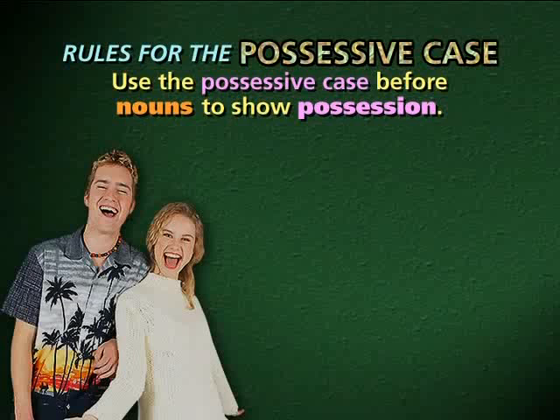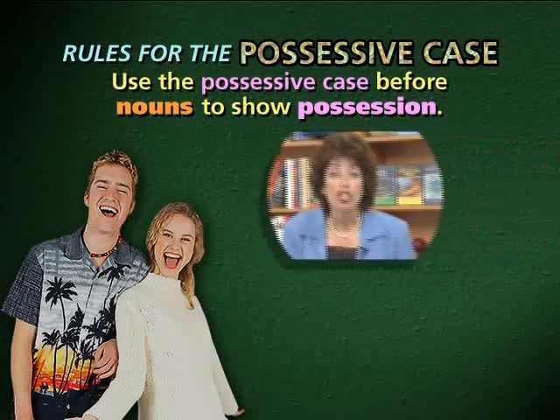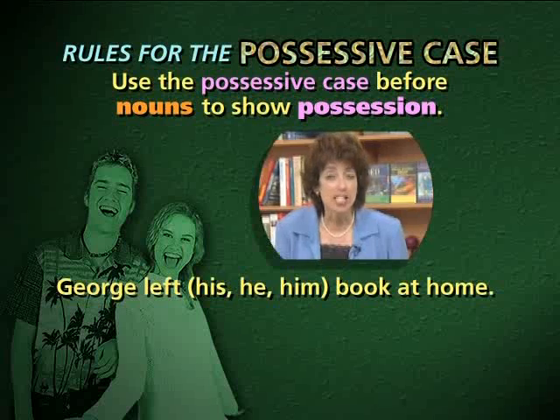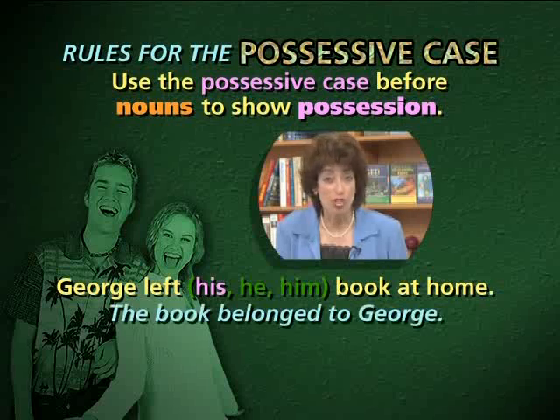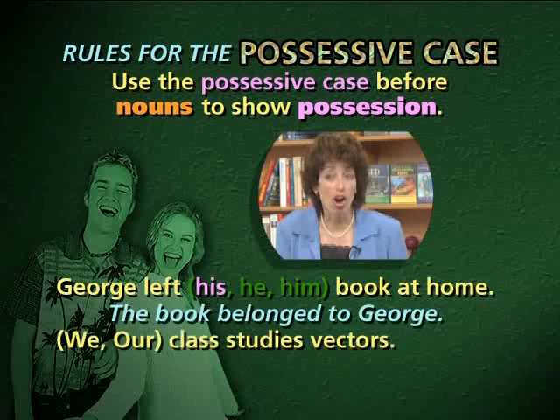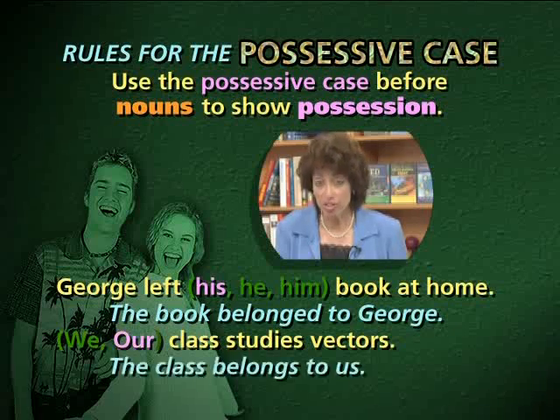Last, we have the possessive case. You use the possessive case before nouns to show possession. Possession means ownership. George left, is it his, he, or him book at home? Well, thinking back to our chart, his is the possessive pronoun. That means the book belonged to George. We, or our class, studies vectors. Our is the possessive. The class belongs to us.